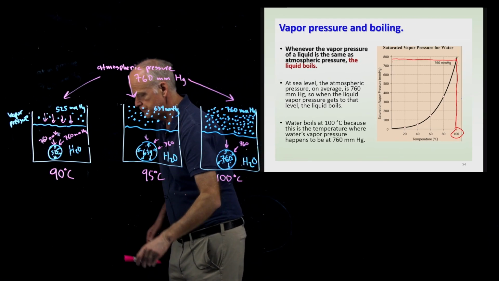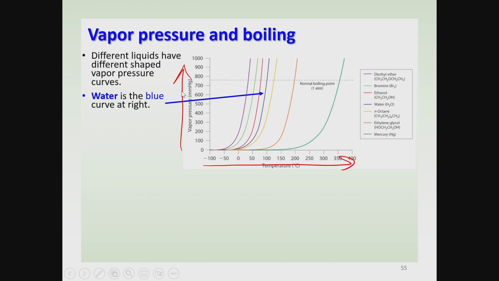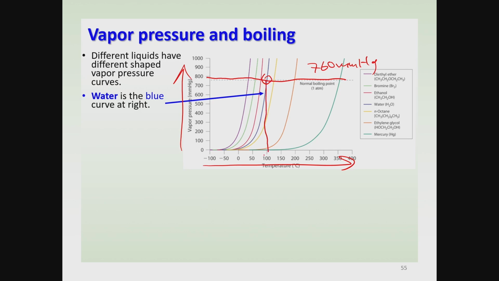So if I can increase the slide. This slide points out that different liquids have different boiling points because they have different shapes of vapor pressure curves. Here we have a number of different molecules' vapor pressure curves plotted, with temperature on the x-axis and vapor pressure on the y-axis. The blue curve, which I'm pointing to, is the curve for water. Here we have a dashed line, which I'm going to highlight. This line is atmospheric pressure, which at sea level is 760 millimeters of mercury. You can see that the water vapor curve intersects atmospheric pressure at 760 millimeters of mercury at the boiling point, 100 degrees Celsius.